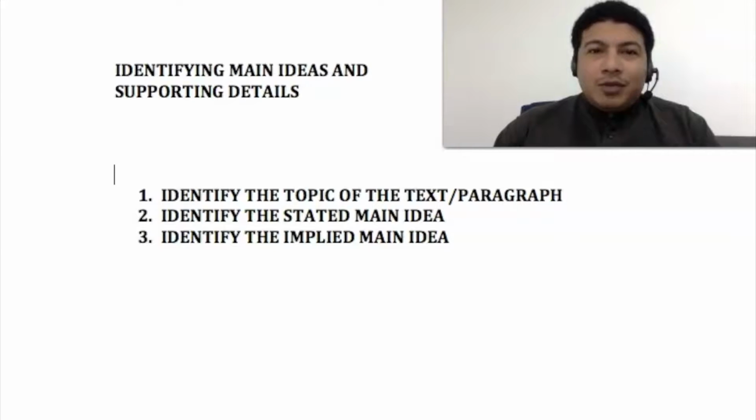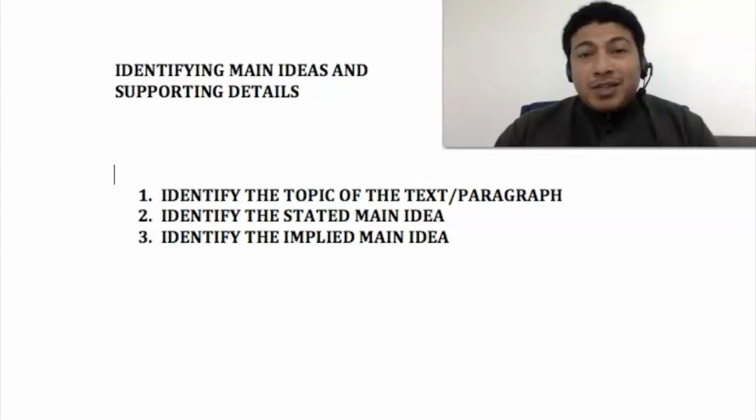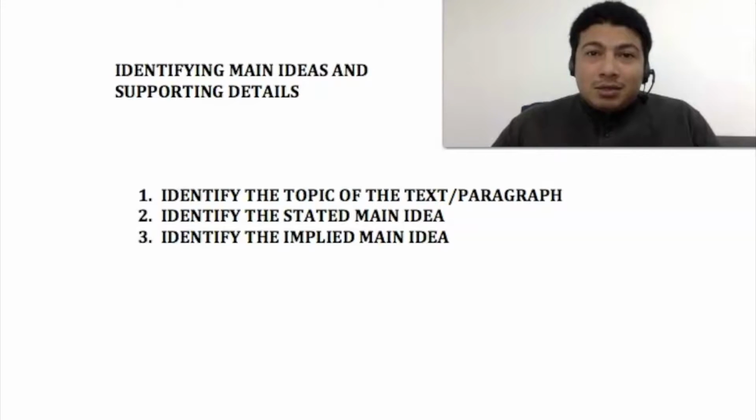In the lesson today, we are going to talk about another important topic in reading skills, which is identifying main ideas and supporting details. The ability to identify main ideas and supporting details in a reading text, like in a journal article, in magazine articles, in websites, articles in a book, is very important because it will help us to quickly identify the important information that we need.